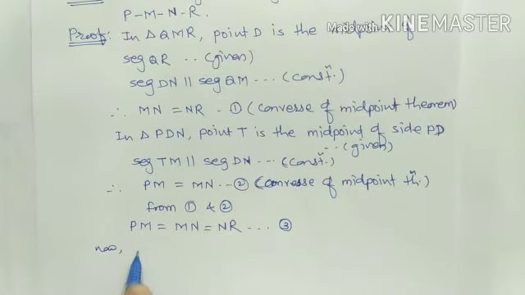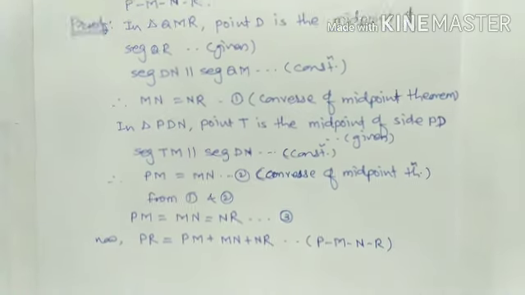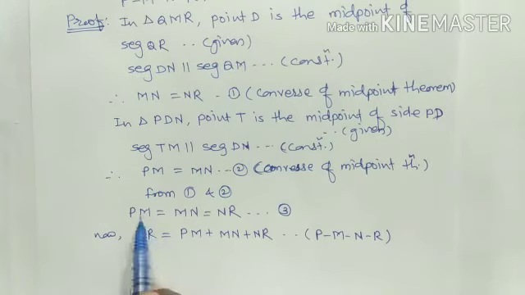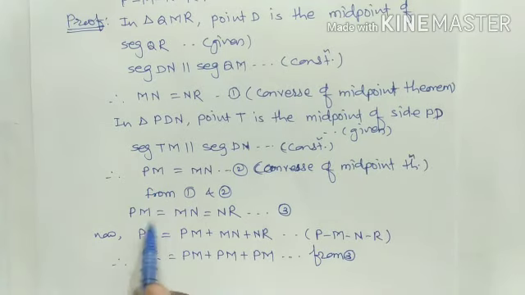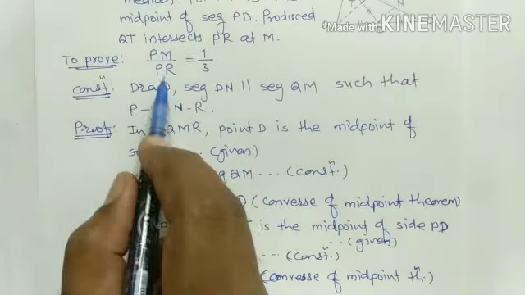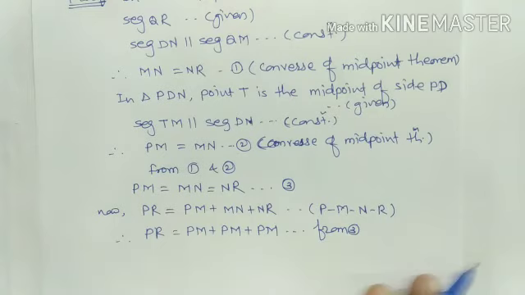Now PR equals, see in the figure, PM plus MN plus NR, because of the betweenness relation P-M-N-R. But MN equals PM and NR equals PM, so here we write PR equals PM plus PM plus PM. It is from 3, because in equation 3 we showed that PM equals MN equals NR, so for all three we can write any one of them. Why did we take PM? Because in to prove we have to show PM upon PR equals 1 upon 3, so in place of MN and NR we have taken PM.